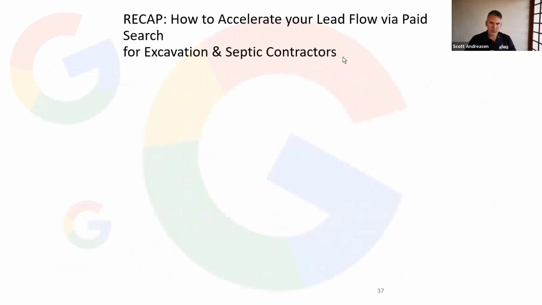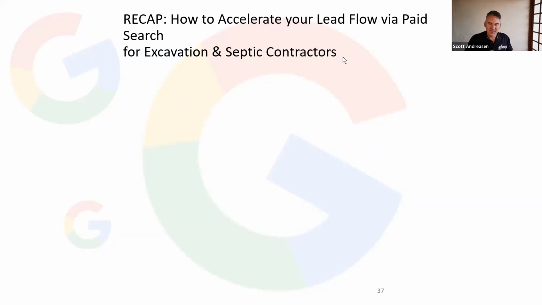Now, we'll do a quick little recap on how to accelerate your lead flow using paid search for excavation and septic services. Get conversion tracking, get a system that is going to tell Google that, yes, it made a lead, so Google can start optimizing your campaign using its algorithm. Your campaign should be broken into smaller ad groups based on your services. And then you have your text ads match your services.